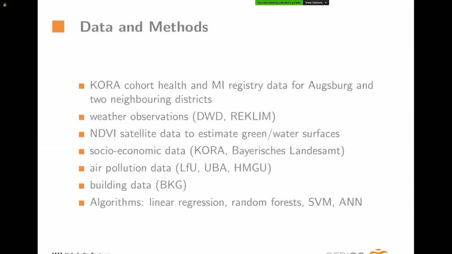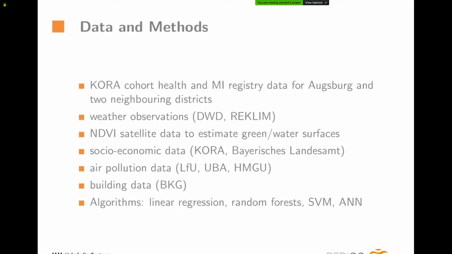Now, here's a little data and methods part. Data is, of course, very important for any data-driven approach. And the main pillar of our approach will be the cohort health data and the MI registry. The CORA study is a large-scale medical study called Kooperative Gesundheitsforschung für die Region Augsburg, in the Augsburg region in Bavaria, Germany. It's basically a cohort study. I will say a little bit more about that next slide and how the data is structured. But that basically gives the ability to correlate environmental factors and health risks.